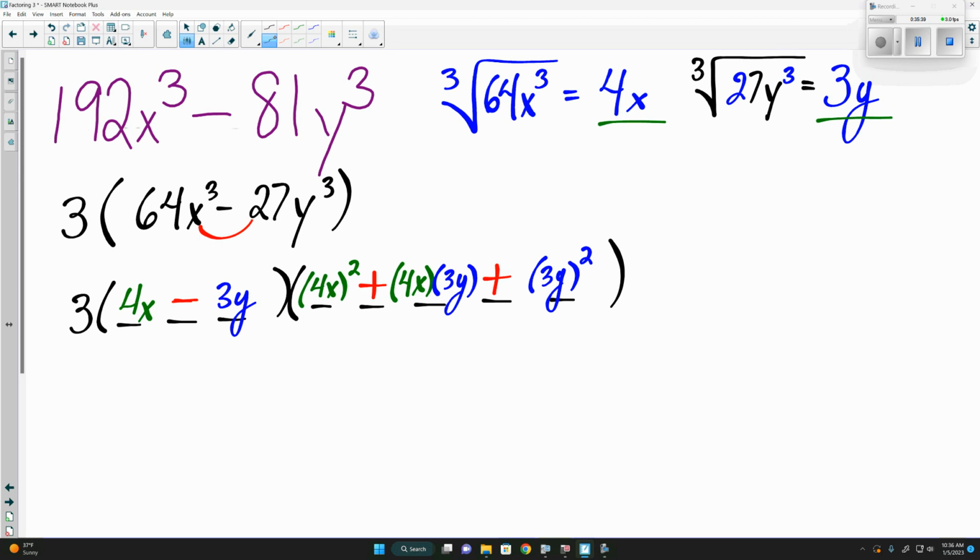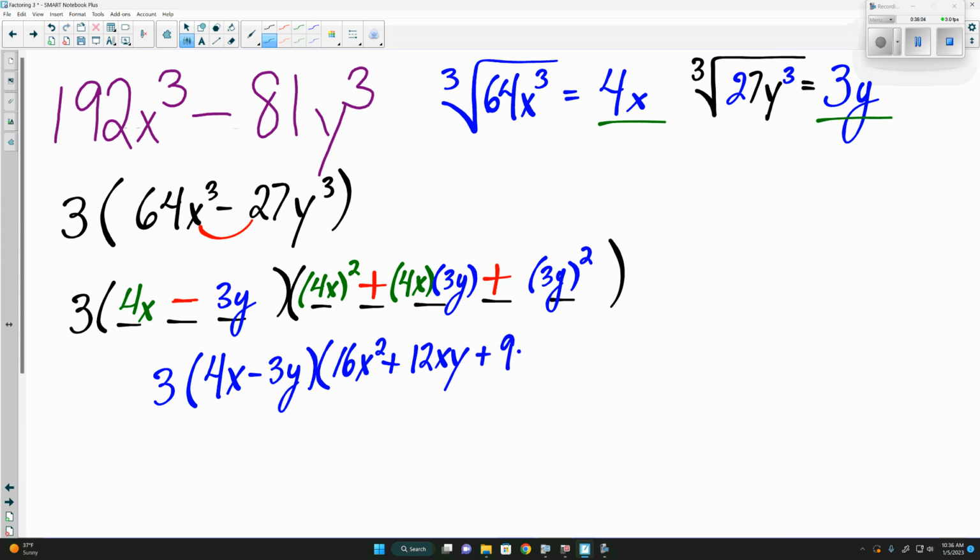And the last thing we need to do is to simplify this here. So we'll have 3 times 4x minus 3y times, well, 4x squared. 4 squared is 16. And then we have our x squared plus, yes, 12, and it would be xy plus 3 squared is 9, and we have y squared.